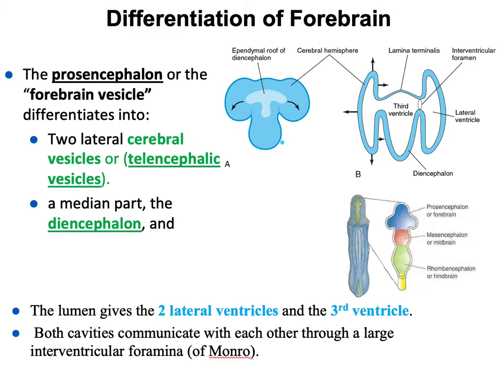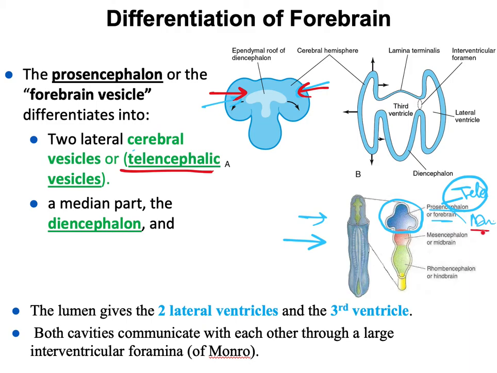I think you remember from the previous slides about the brain vesicles that I'm indicating here. I will start with this one, which is the rostral one that we know as the forebrain or prosencephalon. And we mentioned that the prosencephalon, which is one of the primary vesicles, will give the telencephalon and diencephalon. Now, you have to know that the telencephalon will give the two cerebral hemispheres, and the diencephalon will give the diencephalon.